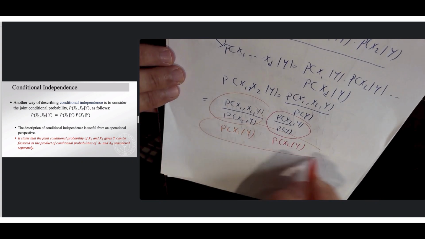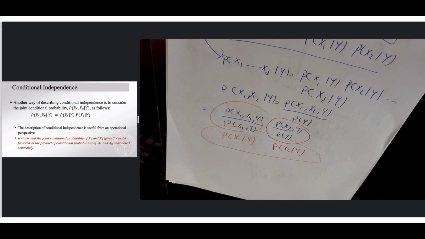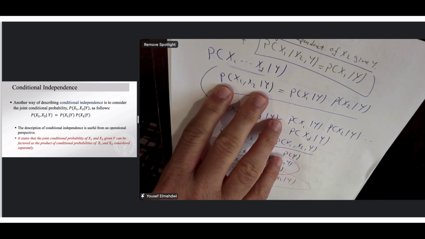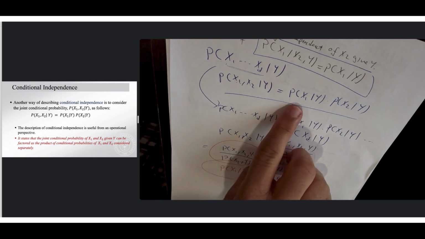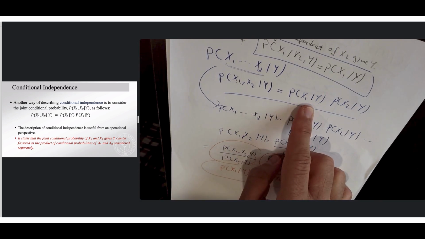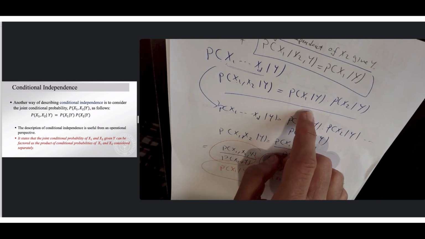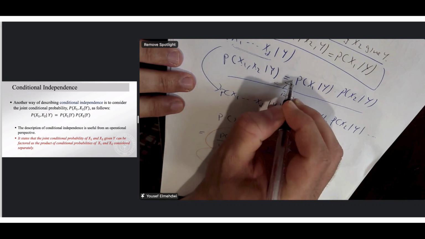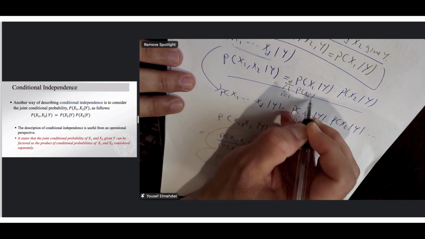So in this case, I can say the probability of x1 given y times the probability of x2 given y, if we assume the features are conditionally independent given y. In this case it's easier for us to decompose this probability into the product of the conditional probability of each feature given the class label y. This can be written as the product for i equal 1 to d of P(xi given y).